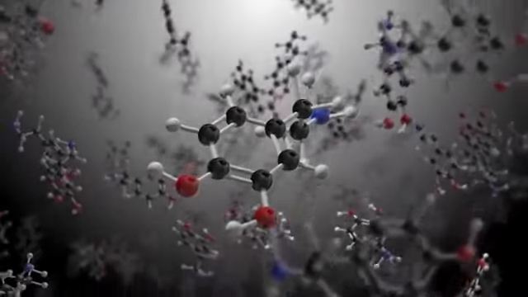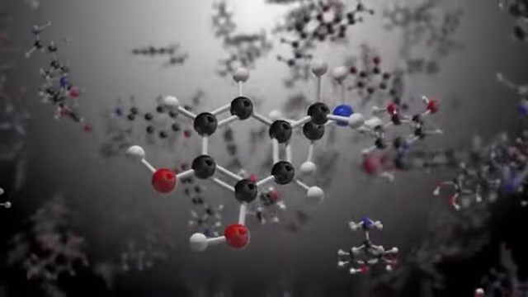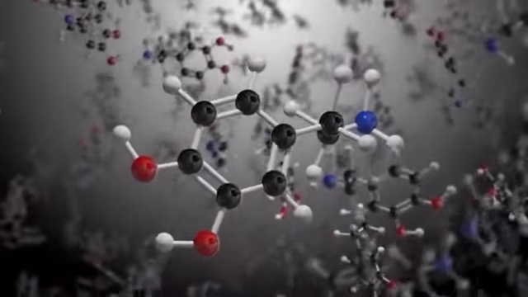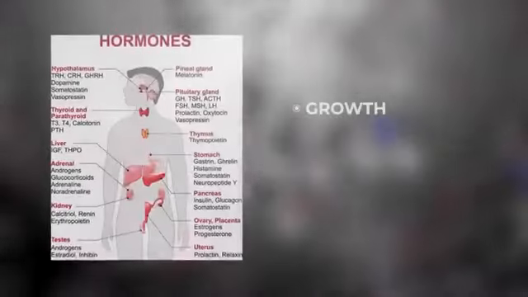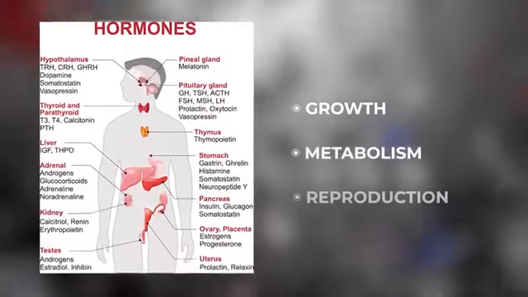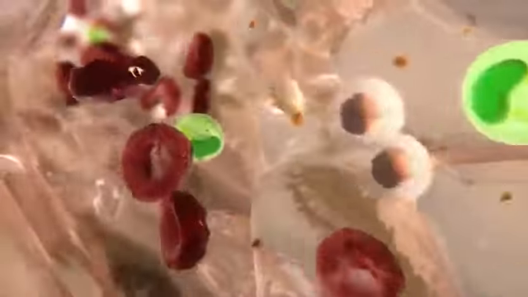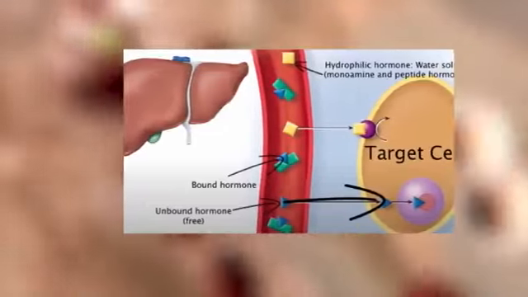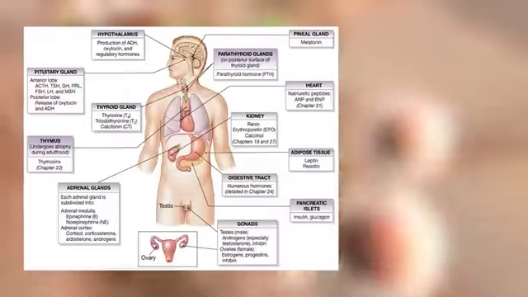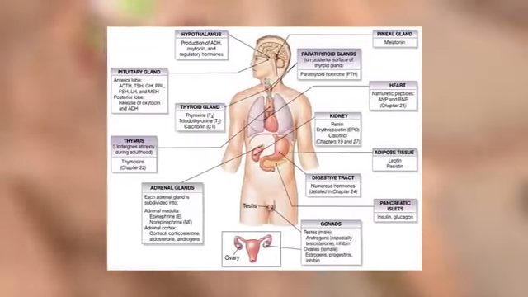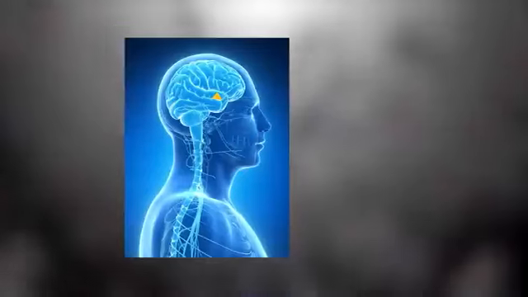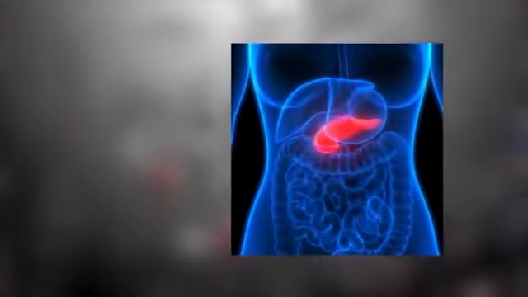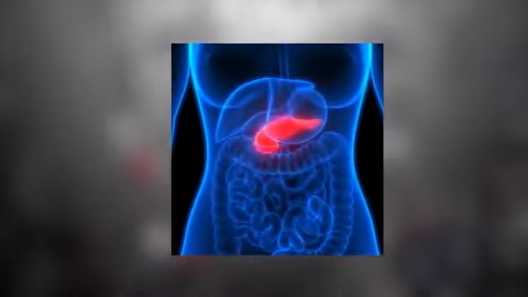All these hormones produced by the glands of the endocrine system work together in a complex network to regulate various bodily functions, including growth, metabolism, and reproduction. Hormones produced by the endocrine system travel through the bloodstream to reach their target cells or organs, where they bind to specific receptors and trigger a response. In addition to the hormones produced by the glands of the endocrine system, other hormones, such as those produced by the hypothalamus and the pancreas, also play a critical role in regulating various bodily functions.